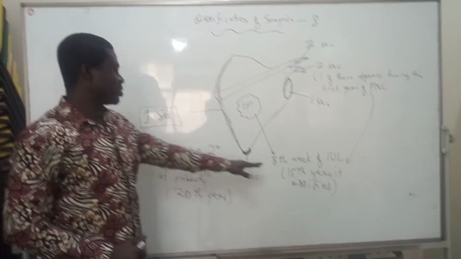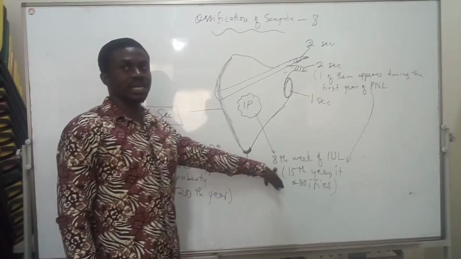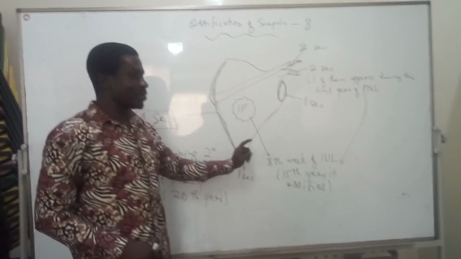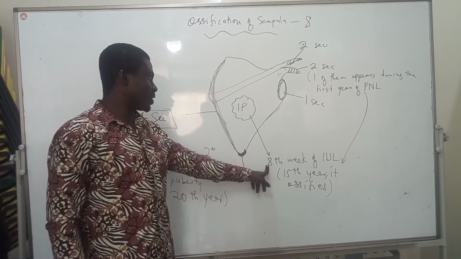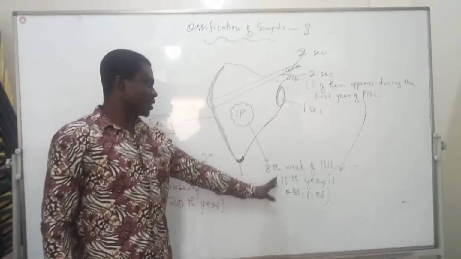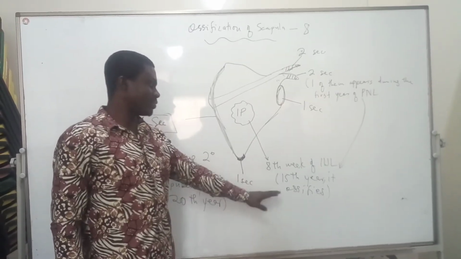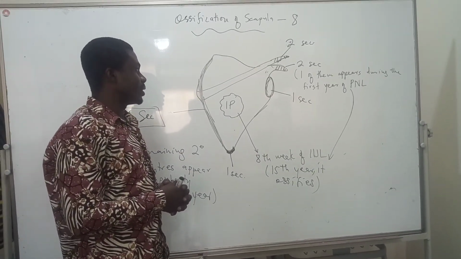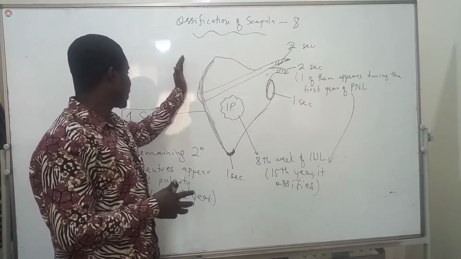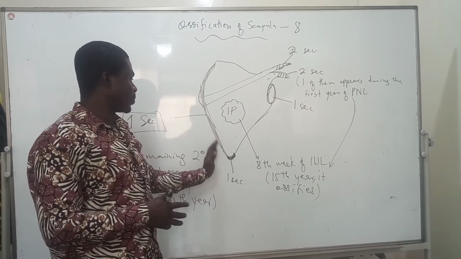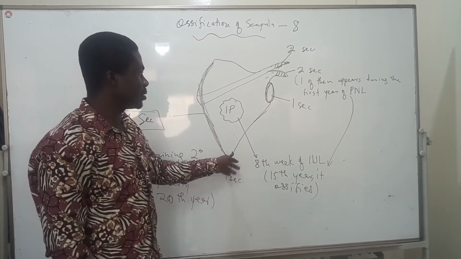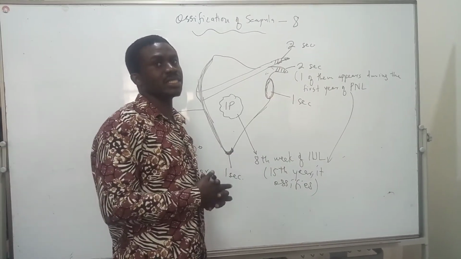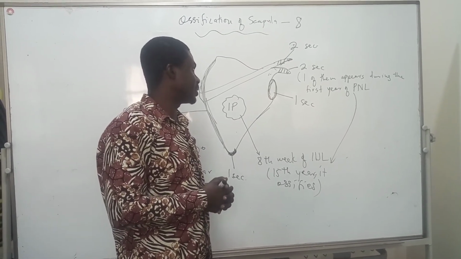So there is one primary center of ossification in the body, which appears around the 8th week of intrauterine life and gets ossified by the 15th year. Now the remaining ones are secondary centers. One secondary center at the medial border, one secondary center at the inferior angle, one secondary center at the glenoid cavity. Now 2 secondary centers each for the acromial and coracoid processes.